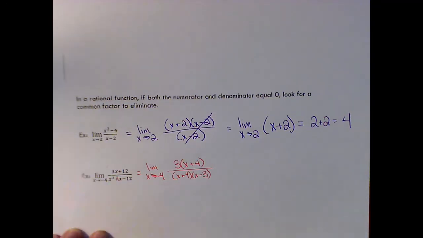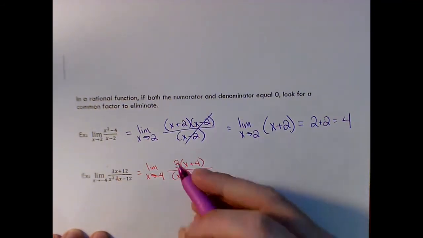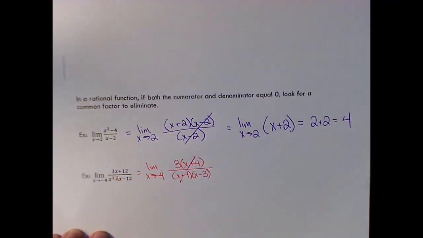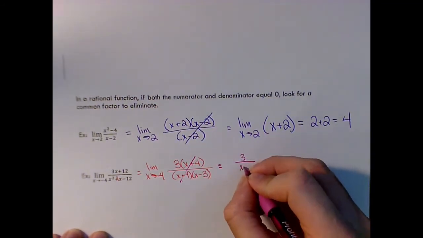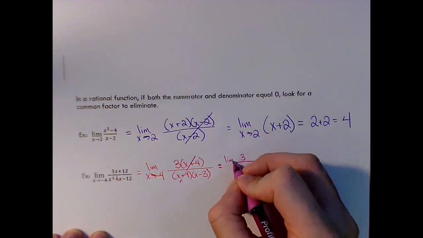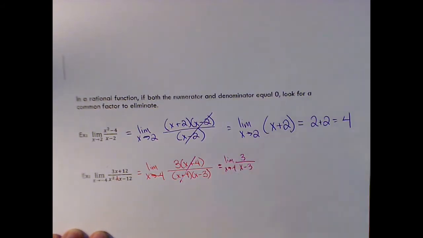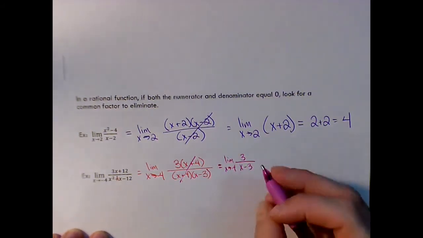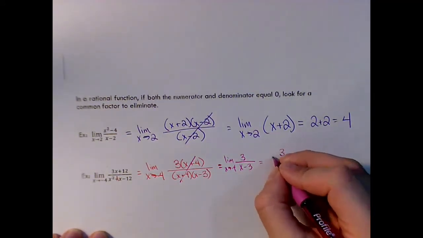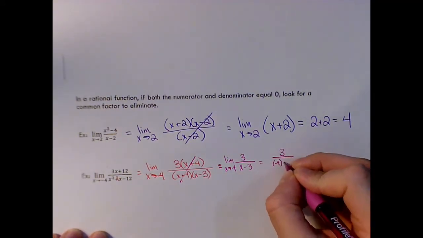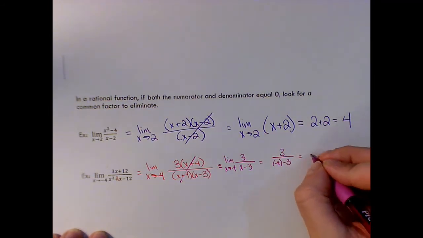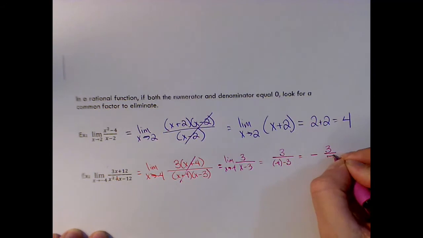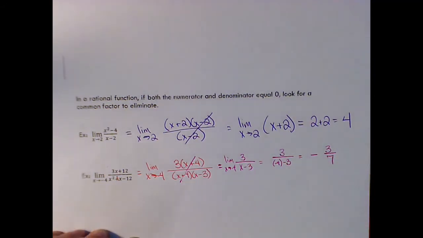Most importantly, something times something over something times something. Those two somethings are the same. Get rid of them. And that leaves me with 3 over x minus 3 as the limit approaches -4. Can I plug in -4 now? Sure can. 3 over -4 minus 3 is going to be 3 over -7. So I'm just going to write out -3 over 7 because that looks a whole lot better.